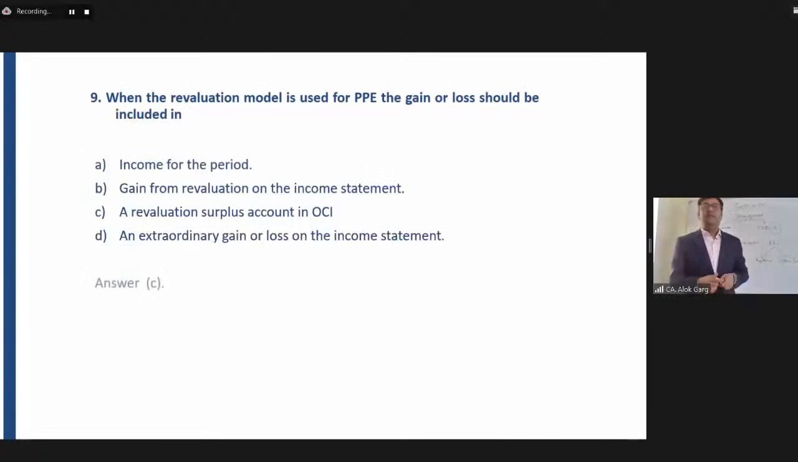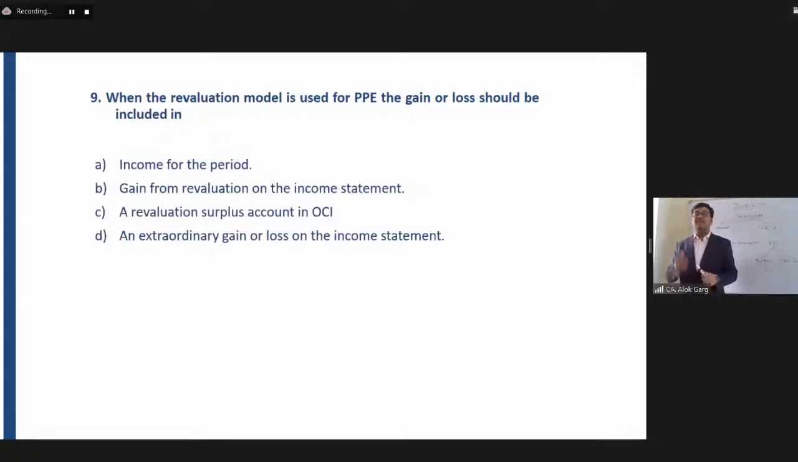Question number 9. When the revaluation model is used for PPE, the gain or loss should be included in income for the period. Gain from the revaluation on the income statement, a revaluation surplus account in the other comprehensive income, and extraordinary gain or loss in the income statement. So where will the revaluation gain go? Yes, it will go to revaluation surplus account in OCI.